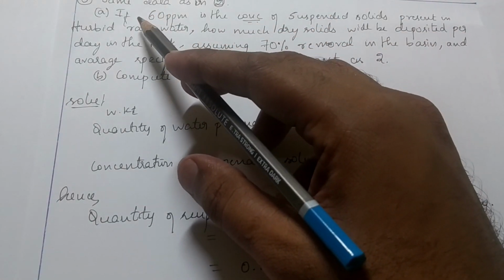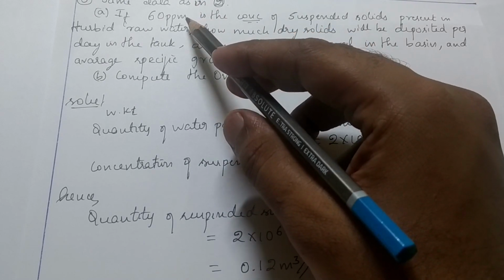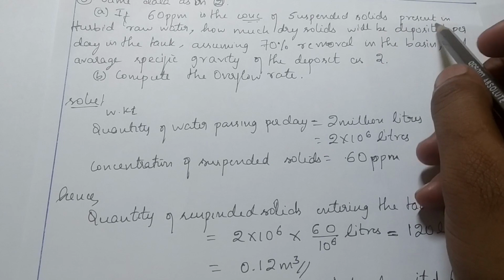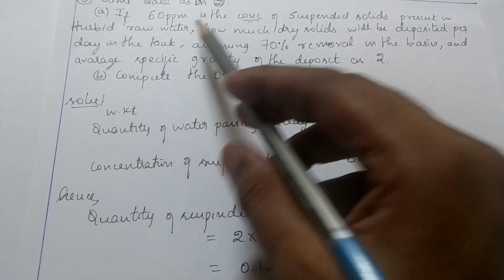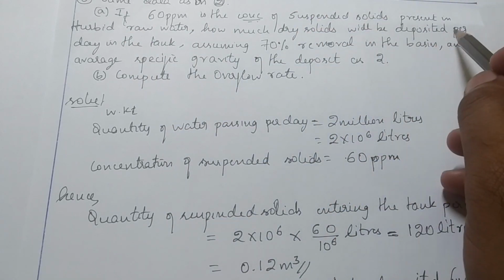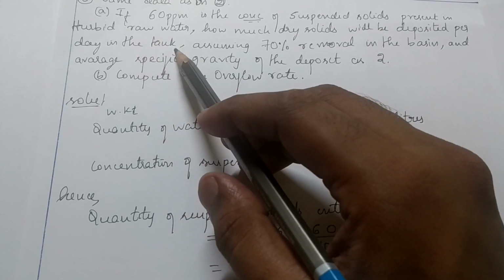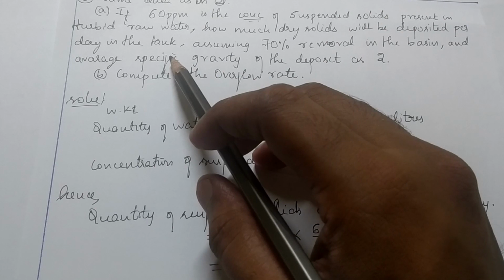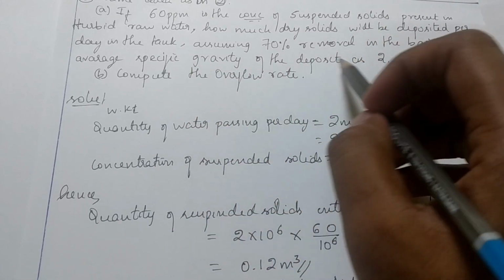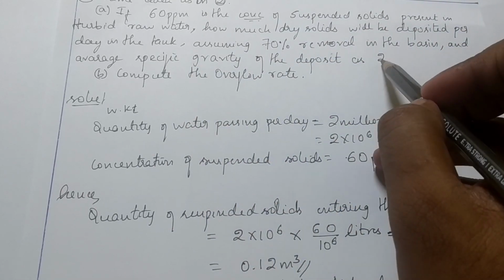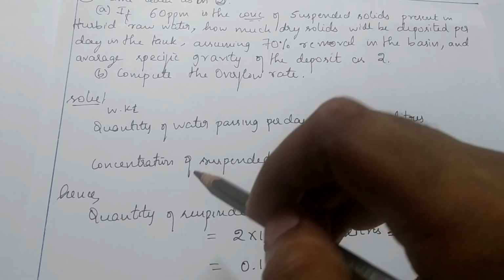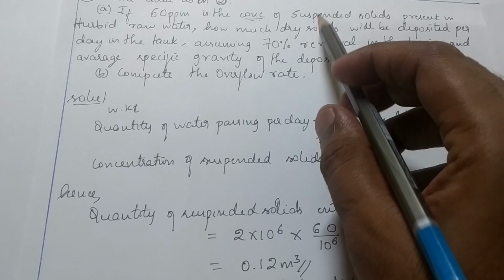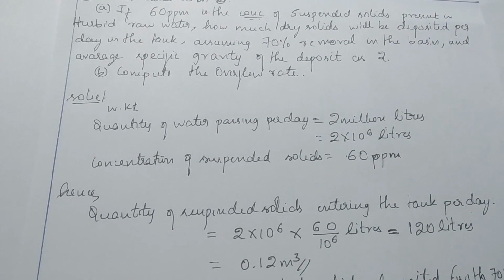So the first one is, if 60 ppm, that is 60 parts per million, is the concentration of suspended solids present in the turbid raw water, how much dry solids will be deposited per day in the tank? Assuming 70% removal in the basin, and the average specific gravity of the deposit is given as 2. And also we should compute the overflow rate. So let us consider the first one.